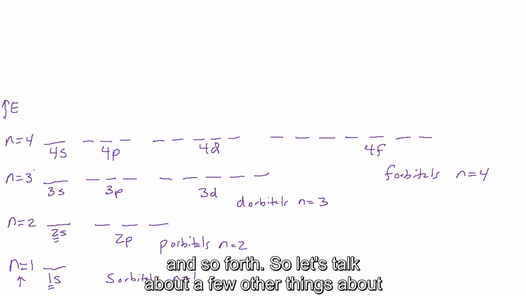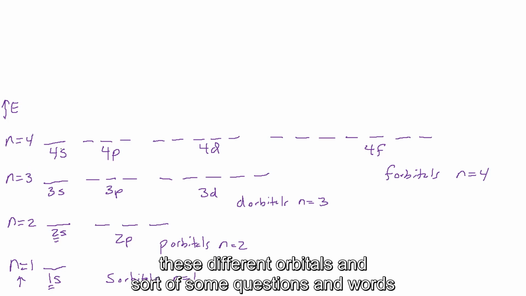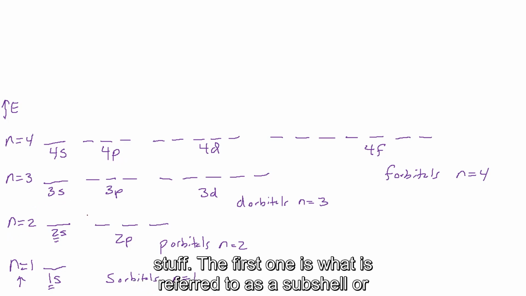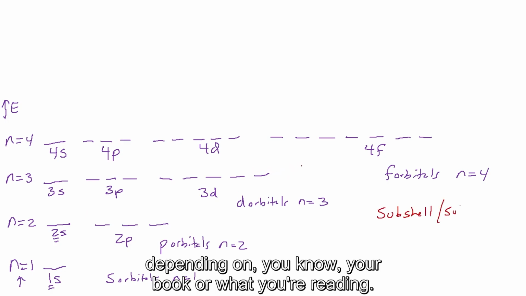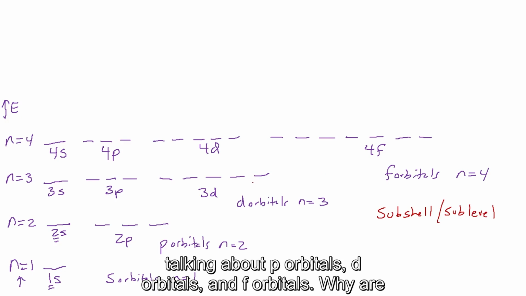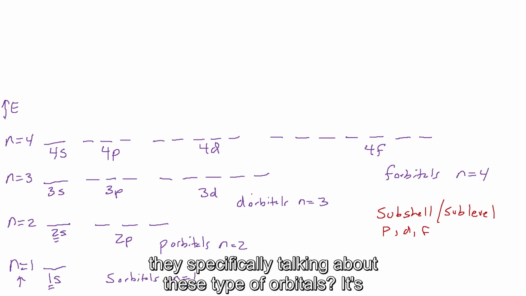So let's talk about a few other things about these different orbitals and some questions and words that you sometimes hear when people are talking about this stuff. The first one is what is referred to as a subshell. Or depending on your book, some people also call it a sublevel. So these primarily are talking about p orbitals, d orbitals, and f orbitals. Why are they specifically talking about these type of orbitals?